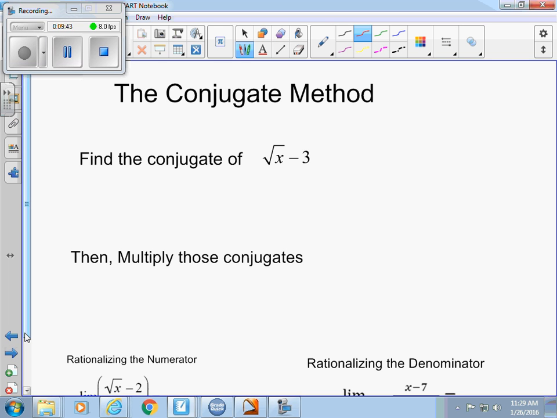Hey, another method for today: conjugates. First of all, let's talk about what that word means. What is a conjugate? We talked about it, in trig. Anyone know what a conjugate is? It's the same thing, but different.